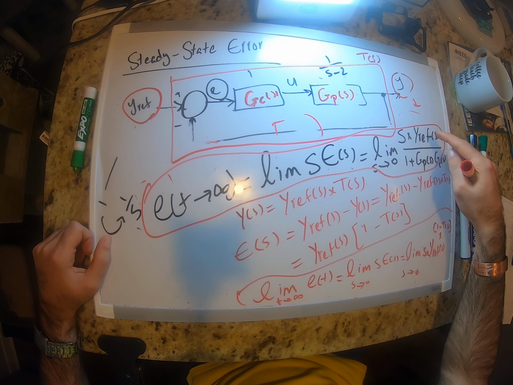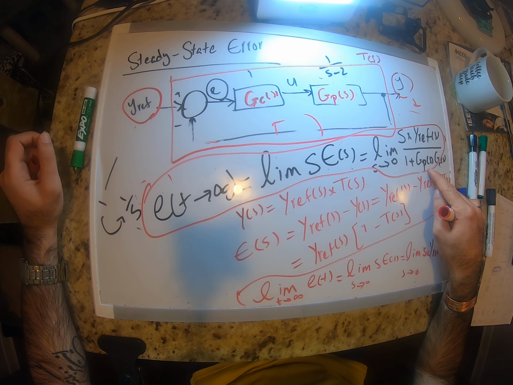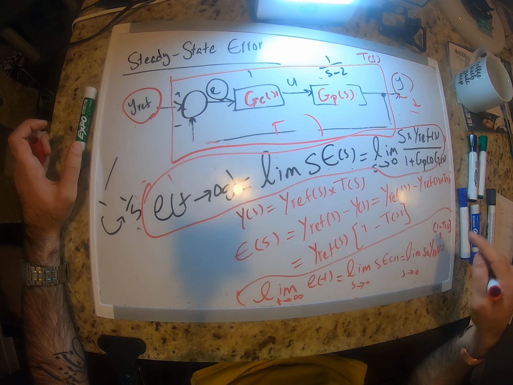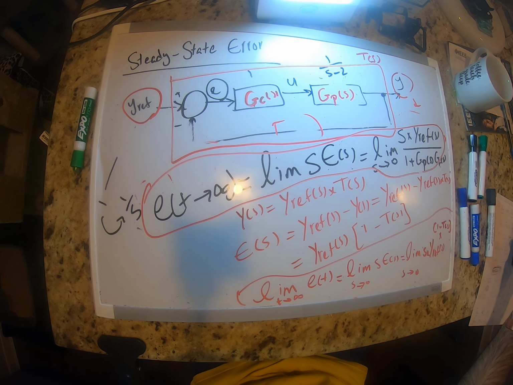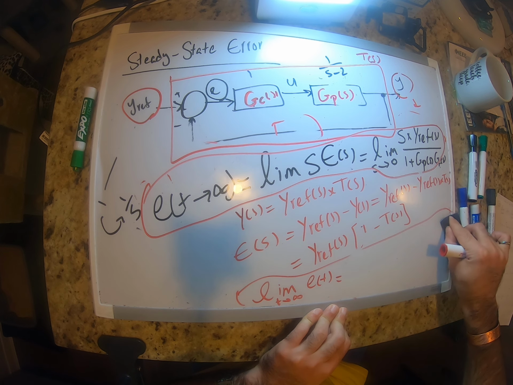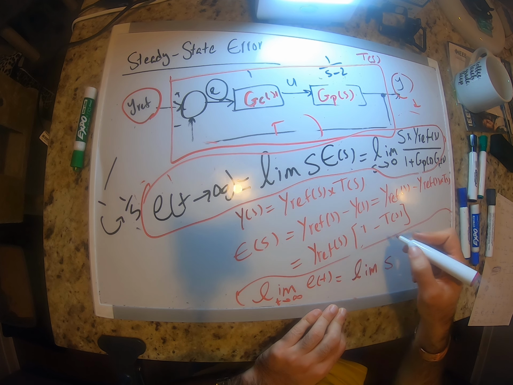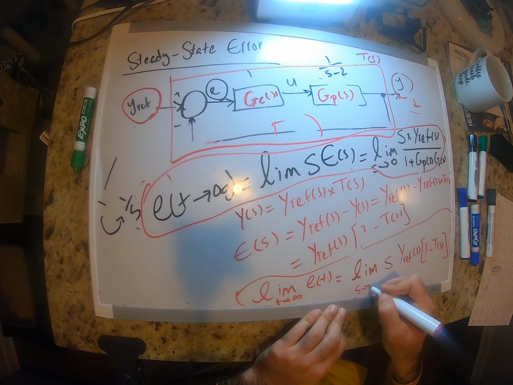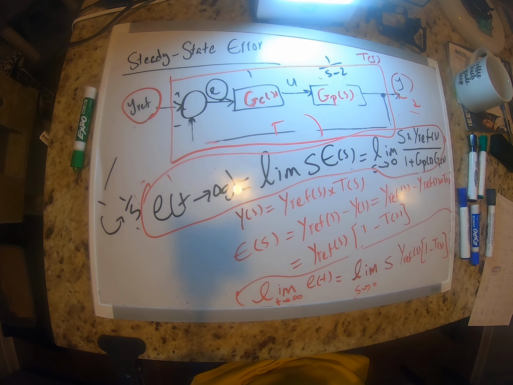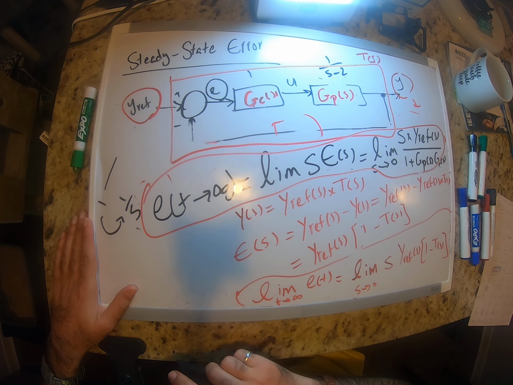Here is where you have the controller and the plant transfer function all together. You can use this formula if you have the closed loop transfer function. Let me write it down a little bit more clearly. So it's going to be limit of S times Y ref of S multiplied by 1 minus T of S as S goes to 0. Okay. So that's the application of the final value theorem in calculating a steady state error.